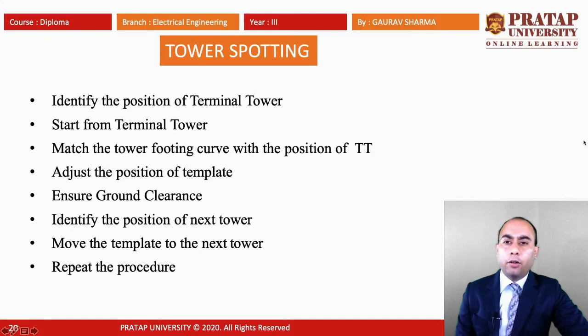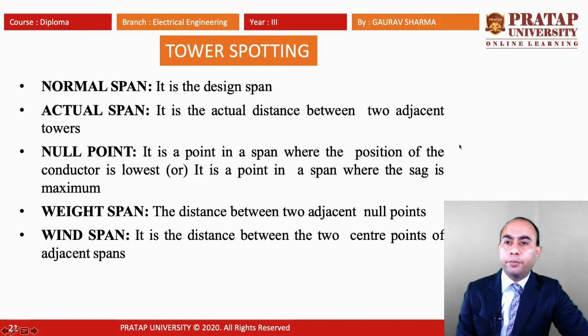Now when we go for tower spotting, we have to identify the position of the terminal tower, and we start from the terminal tower. Match the tower footing curve with the position, adjust the position of the template, ensure ground clearance, identify the position of the next tower, move the template to the next tower, and repeat this procedure till our project is completed.